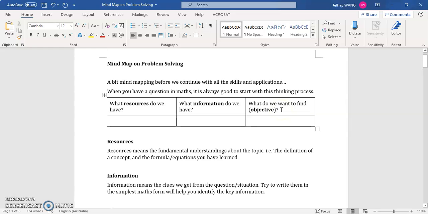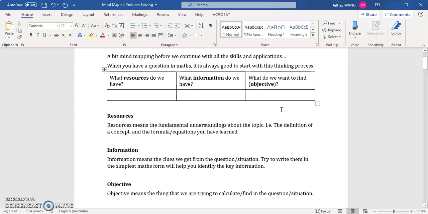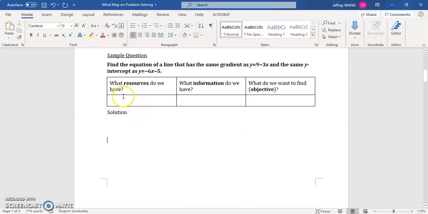And the last one is what do we find? So what is the question asking us about? This one is our objective, by the way. So by thinking this way, you'll organize your thoughts and it'll help you go through the questions, especially the tricky ones. So let's look at a sample question. I'll try to guide you through this one and hopefully explain how this mind map works.